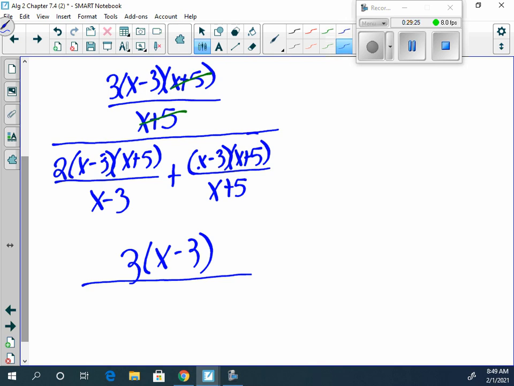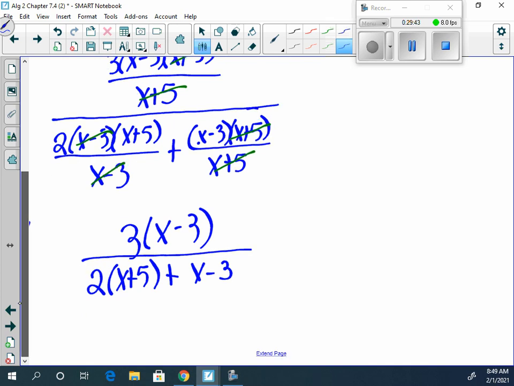at once. On the denominators, the x minus 3 and x minus 3 would cancel here. x plus 5 and x plus 5 would cancel. Which would leave us with 2 times x plus 5 plus, well, x minus 3. Now, you might be wondering why I just dropped the parentheses around the x minus 3. Well, that's because we're adding, so no signs really change. So dropping them doesn't change anything.